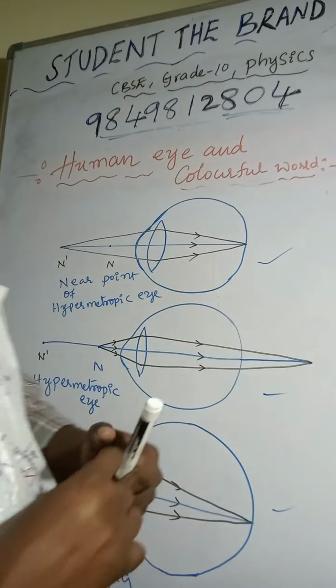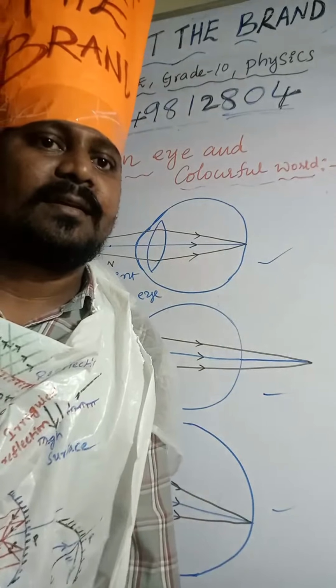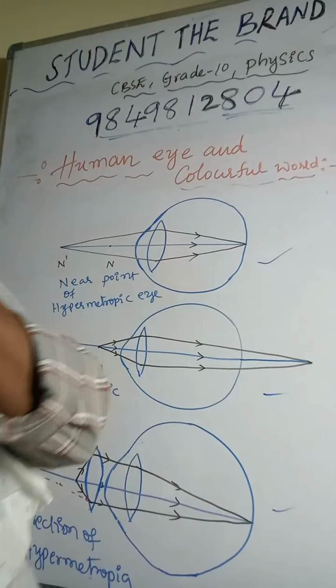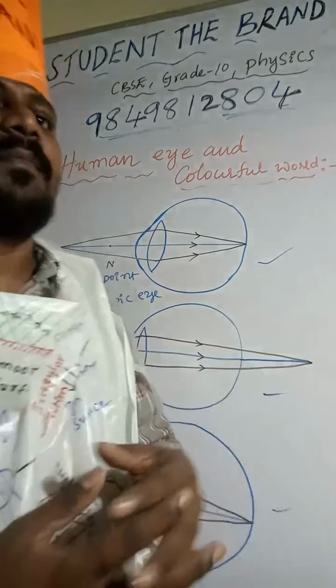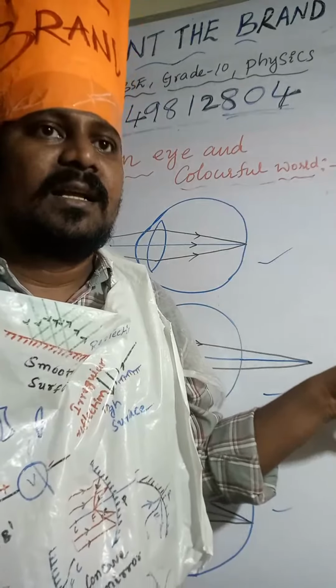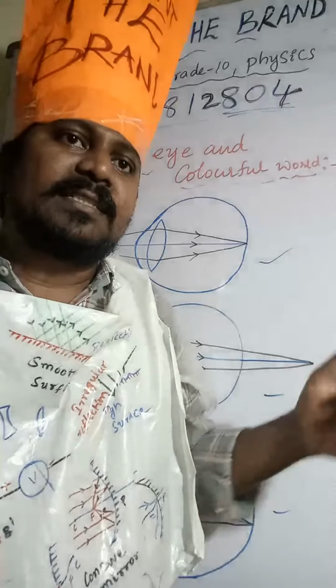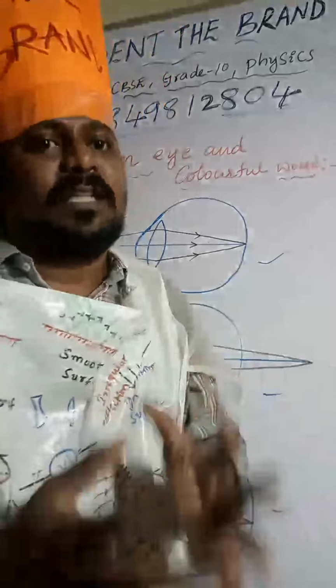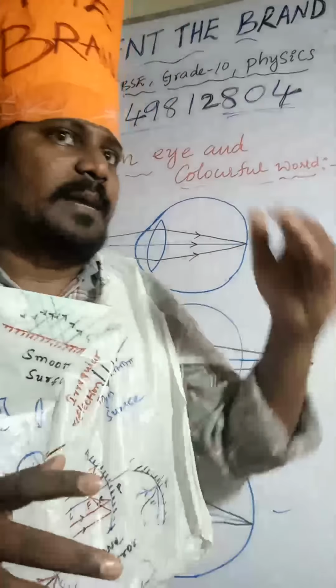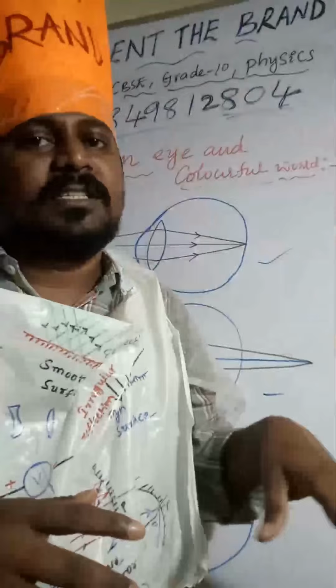Understood? And the next one, presbyopia. Presbyopia is nothing but the person can't see near distance as well as far distance. For the correction of presbyopia, we are using a bifocal lens. Bifocal: upper portion is concave lens, lower portion is convex lens.